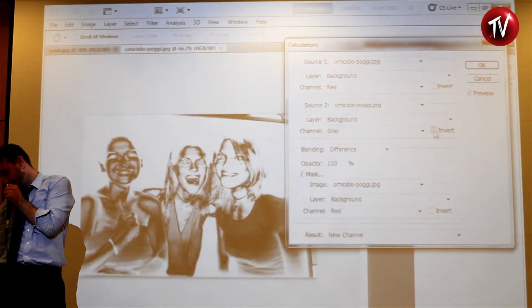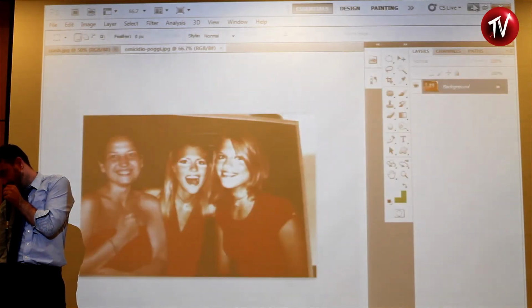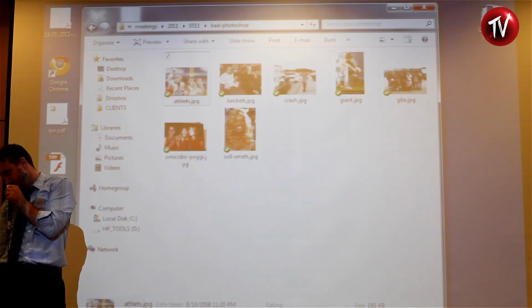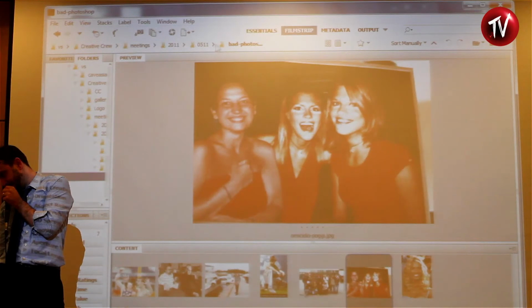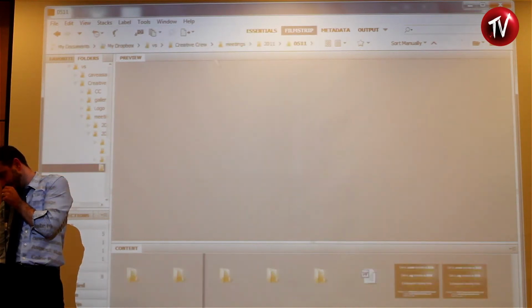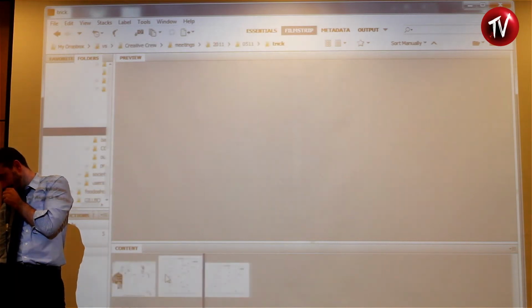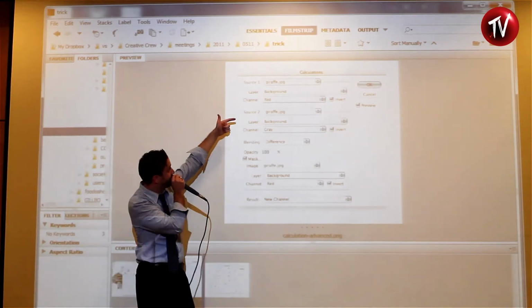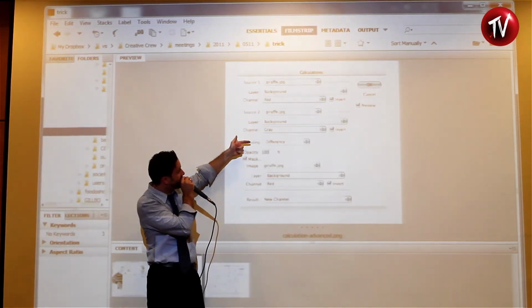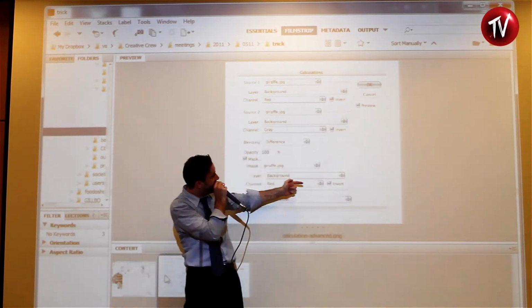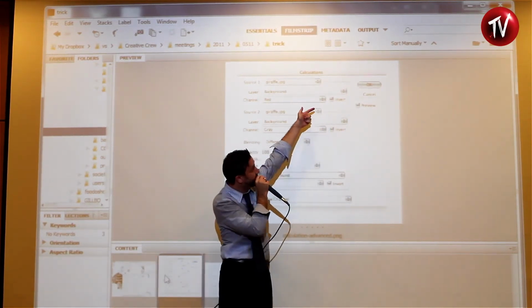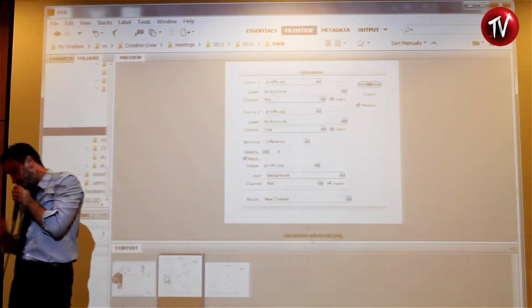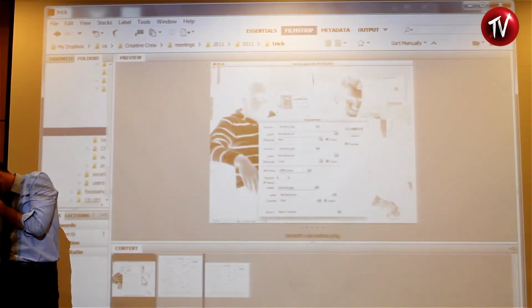Now, sorry, I've done a little screenshot for you that, if you want, I can share tomorrow on our Creative Crew website. So you will remember this one. It's called The Trick. Yeah, I will publish this one tomorrow on our website. Red, gray, difference, red, and invert, invert, invert. You see all the three inverts are selected.